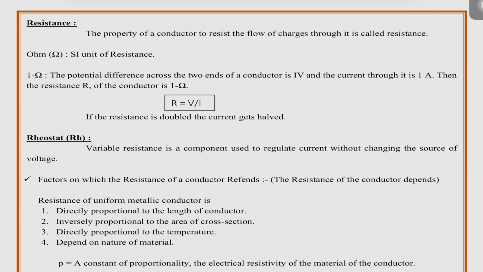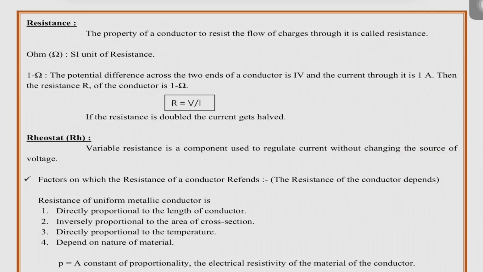Coming to the rheostat. Variable resistance is a component used to regulate current without changing the source of voltage. So it is used to regulate current according to the components we use, without changing the voltage.